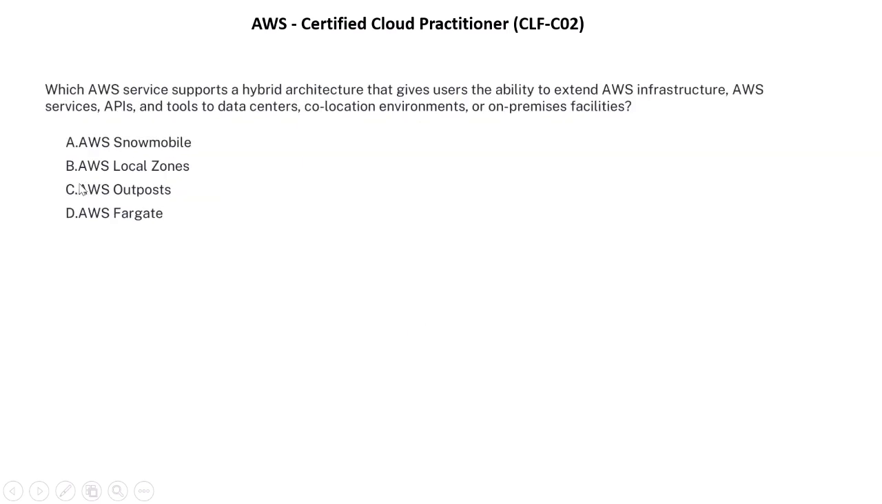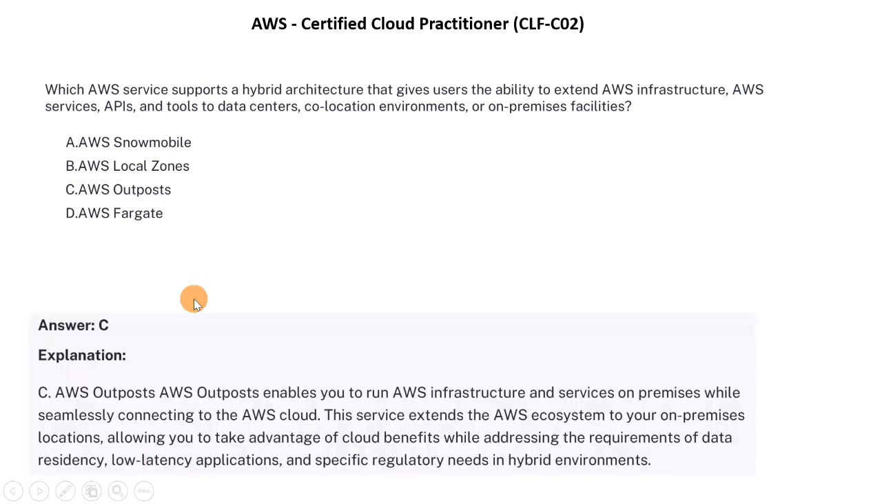Next question. Which AWS service supports a hybrid architecture that gives users the ability to extend AWS infrastructure, AWS services, APIs, and tools to data centers, co-location environments, or on-premises facilities? The options: option A, AWS Snowmobile, option B, AWS Local Zones, option C, AWS Outposts, option D, AWS Fargate. The correct answer is option C.